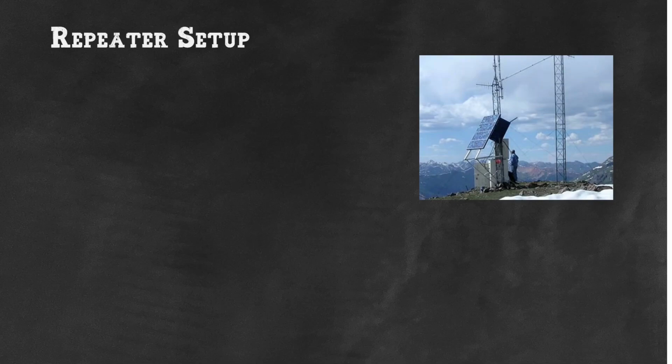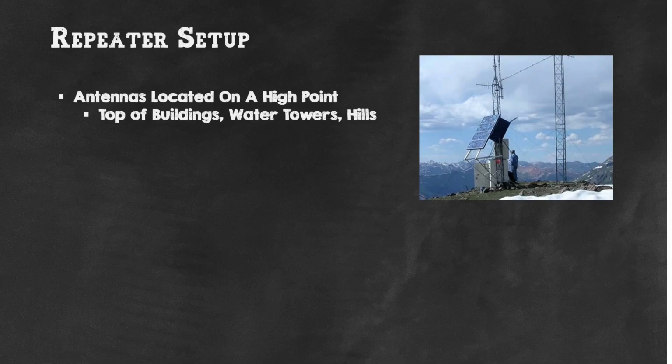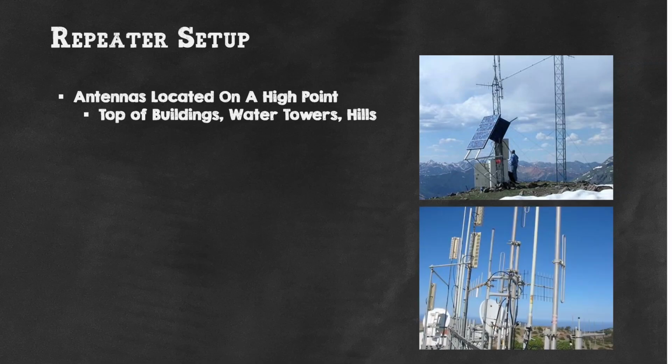So when we talk about setting up these repeaters, what is involved? Well, first of all, your antennas are going to be located on a high hill or high point, so the top of a building, the top of a water tower, mountains, etc., and it extends the reach dramatically. You can also see here a bunch of antennas on top of buildings. They're all competing for space, but the purpose is that high points allow your FM waves to travel the greatest distance.